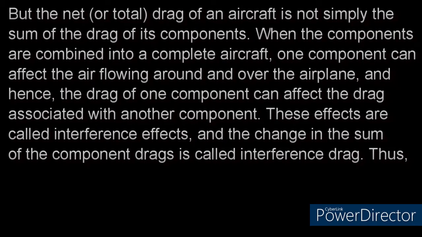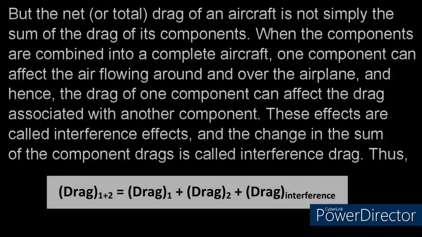Total drag of an aircraft is not simply the sum of the drag of its components. When the components are combined into a complete aircraft, one component can affect the air flowing around and over the airplane. Hence, the drag of one component can affect the drag associated with another component. These effects are called interference effects, and the change in the sum of the component drags is called interference drag.